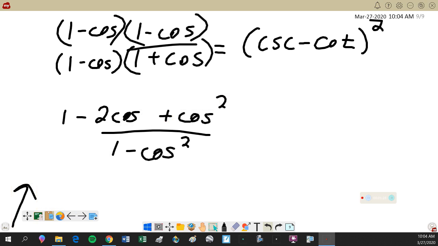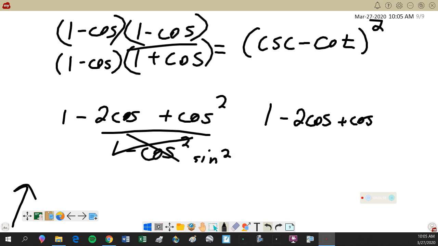Okay. So let's see, what should we do now? Well, 1 minus cosine squared is on our Pythagorean identity. It is sine squared. So this is sine squared. So 1 minus 2 cosine plus cosine squared over sine squared. Okay.